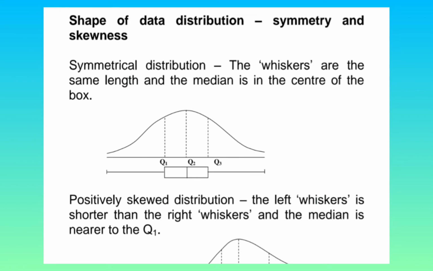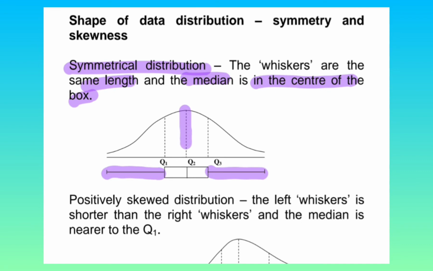Next, shape of data distribution: symmetry and skewness. The first shape is the symmetrical distribution. For a symmetrical distribution, the whiskers are the same length and the median is in the center of the box. This one we call the whiskers. The lengths of the whiskers are equal and the median is in the center, so we call this shape a symmetrical distribution.